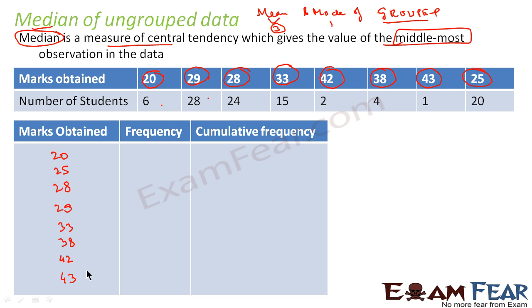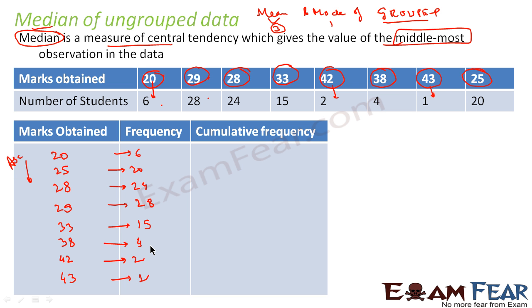I wrote data in ascending order, and let me write the corresponding frequency. For 20 the frequency is 6. For 25 the frequency is 20. For 28 the frequency is 24. For 29 the frequency is 28. For 33 the frequency is 15. For 38 the frequency is 4. For 42 the frequency is 2. And for 43 the frequency is 1. So I wrote the frequency. This is the ascending order, and then this is the frequency.